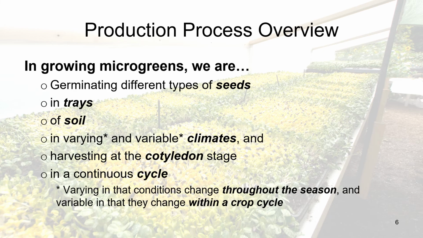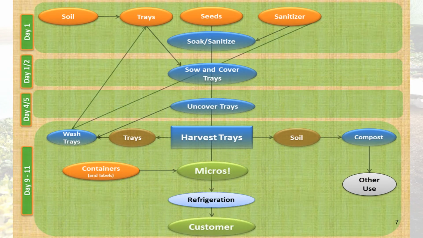In growing microgreens, we are germinating different types of seeds in trays of soil in varying and variable climates, and harvesting at the cotyledon or seed leaf stage in a continuous cycle. What I mean by varying and variable climates is that the climate changes throughout a season and it changes throughout a growing cycle. And these are really important things to remember. So let's take a look at a flow chart to give a sense of what production looks like over the course of a growing cycle.